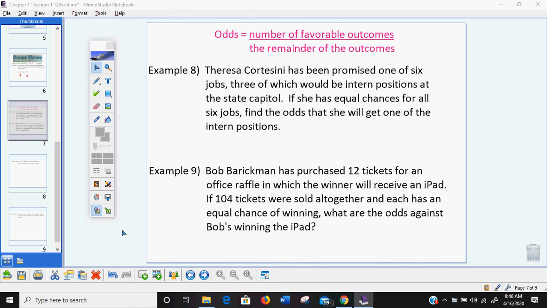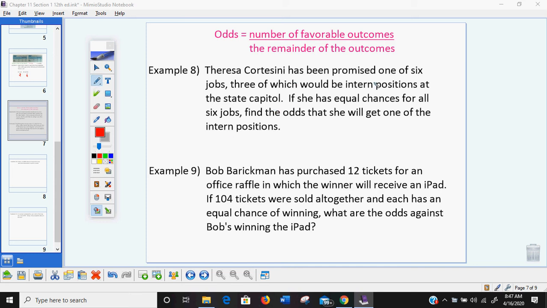Let's talk about odds. Now, probability is the number of favorable outcomes over the total number of outcomes. Odds is a little different. With odds, we're talking about the number of favorable over what's left. Okay, so let's look at this first one.